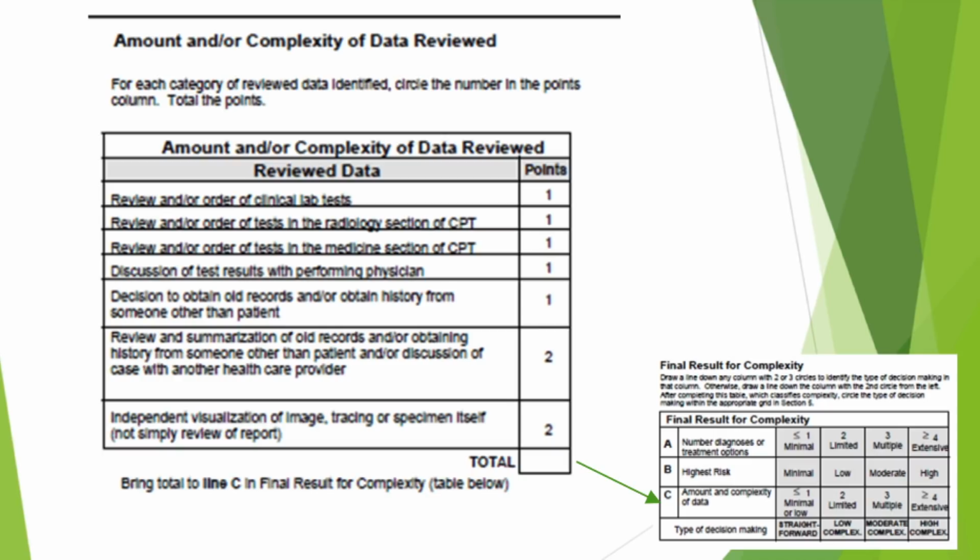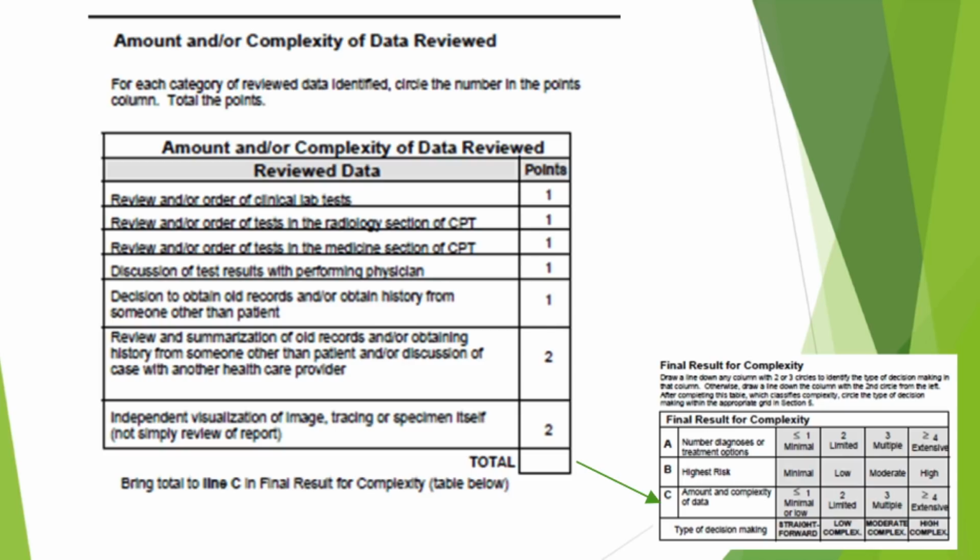Then we have the amount and/or complexity of the data to be reviewed. This is based on the types of diagnostic testing ordered or reviewed. Indications of the amount or complexity of data being reviewed include a decision to obtain and review old medical records and/or obtain history from people other than the patient, which increases the amount and complexity of data to be reviewed. Discussion of contradictory or unexpected test results with the physician who performed or interpreted the test, which indicates the complexity of data to be reviewed. The physician who ordered a test personally reviews the image tracing or specimen to supplement information from the physician or clinician who prepared the test report or interpretation.